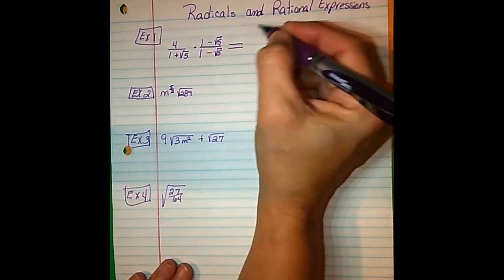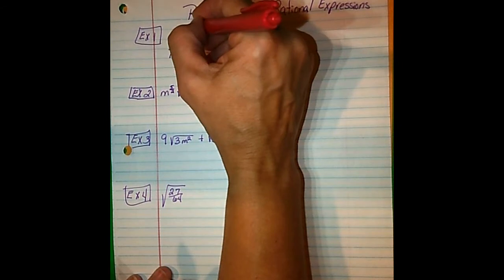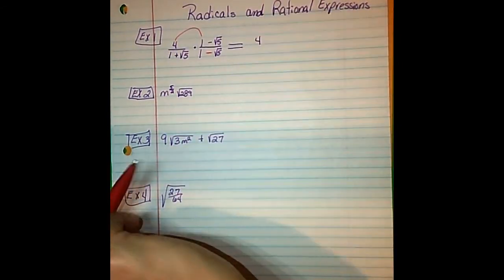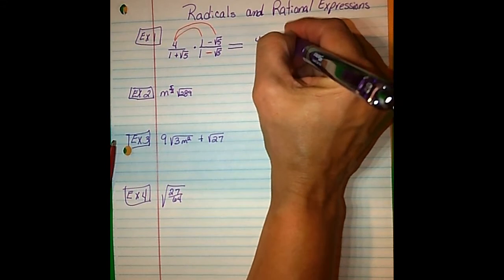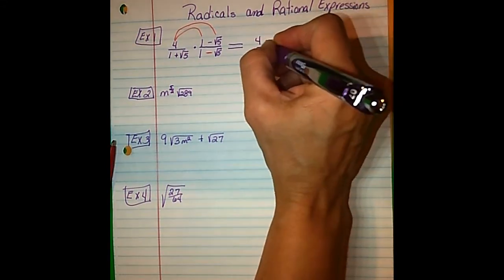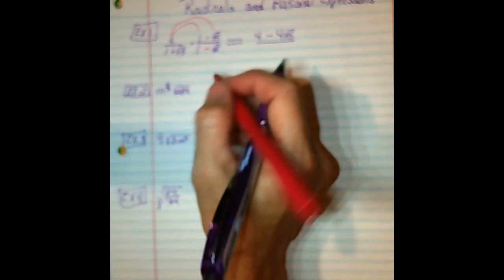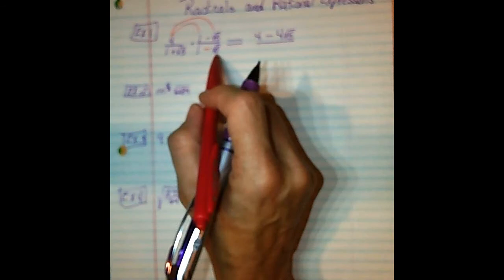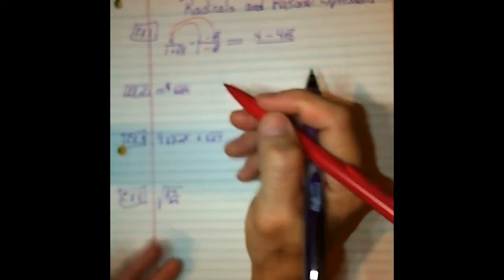So let's get started. We're going to use the rule of distribution. I'm going to say 4 times 1 is 4. And then this positive 4 times this negative square root of 5 is a negative 4 square root of 5. All over. So the bottom, since there are 2 terms in this denominator and 2 terms in this denominator, that means we're going to use the full method.